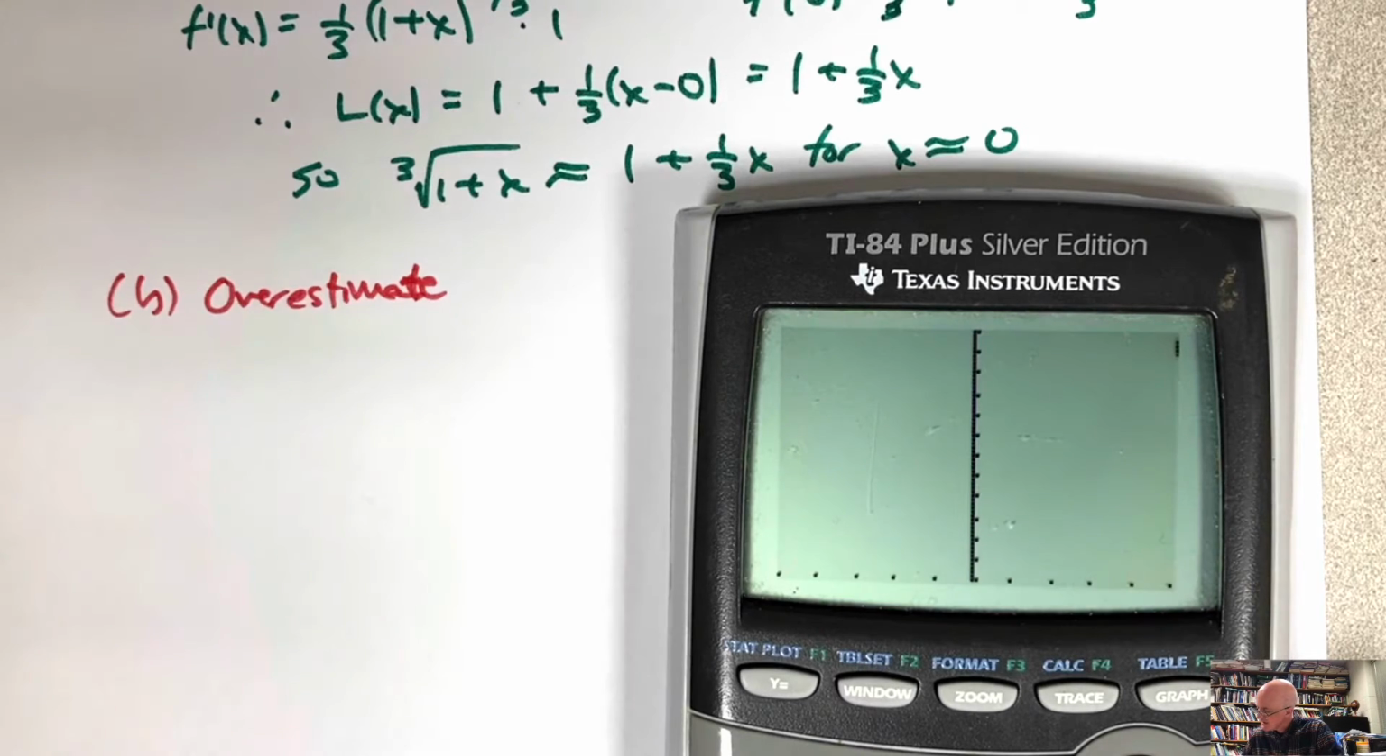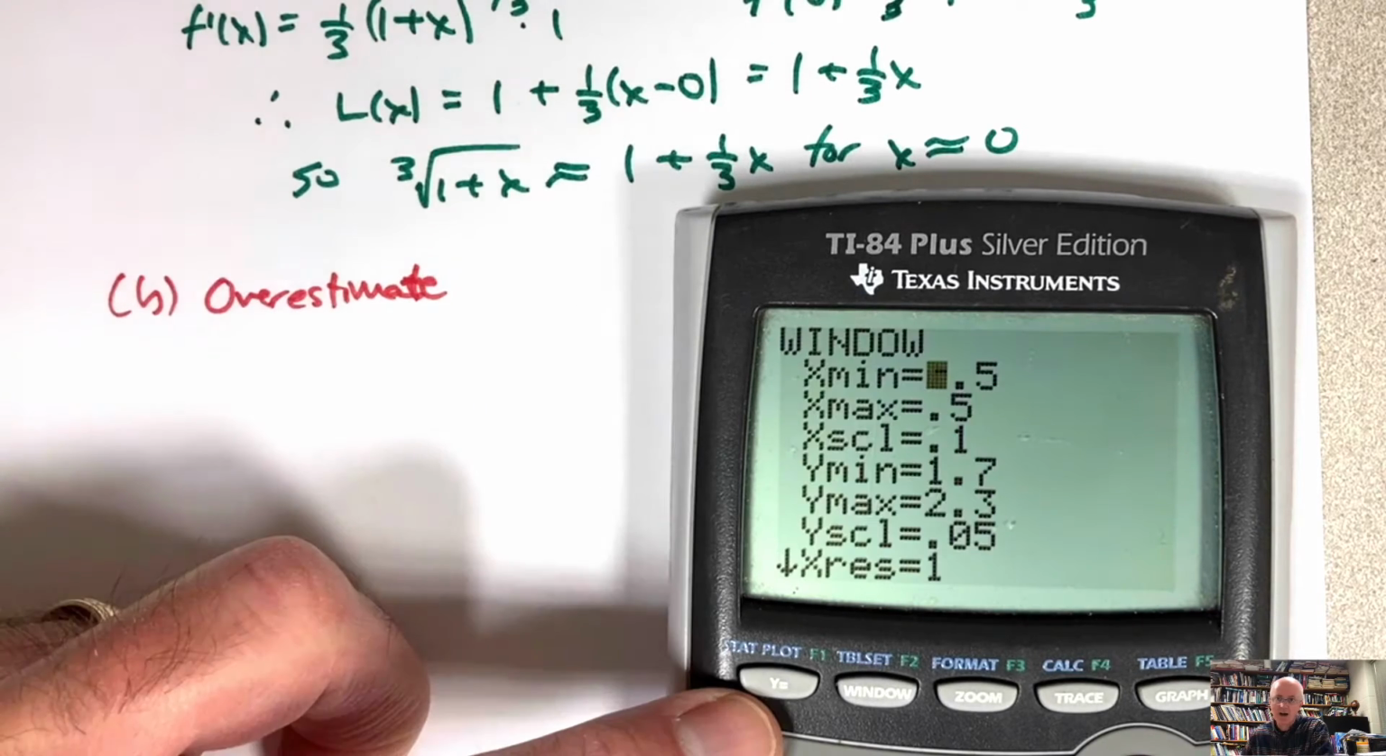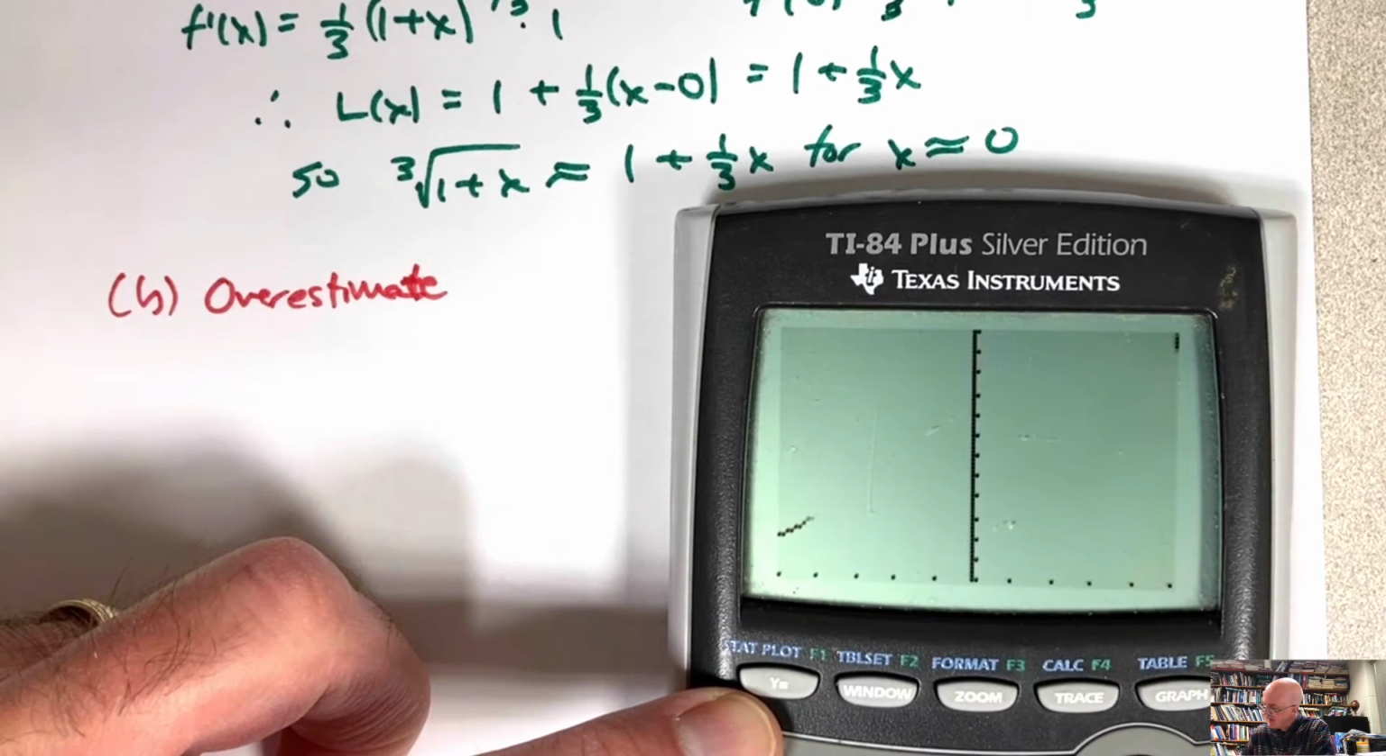I'm not sure what's going on. It seems to be stalled. Sorry about that. I realized I picked a really bad window. I want y near 1, not near 2. 0.7 to 1.3. Here we go. Now we can see it.